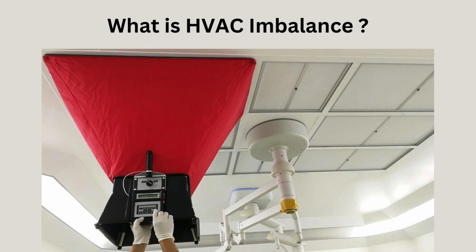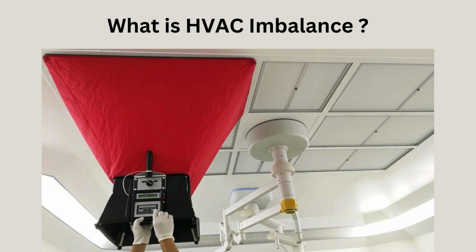Adjust your vents. If you have individual vent controls, you can adjust them to direct more or less airflow to specific rooms. Preventing HVAC ventilation imbalance. The best way to prevent HVAC ventilation imbalance is to have your HVAC system professionally installed and serviced regularly. This will help to ensure that your system is properly sized, installed, and maintained.